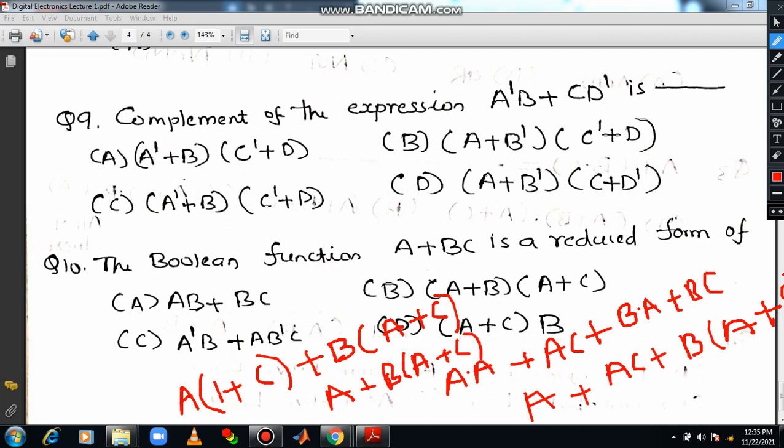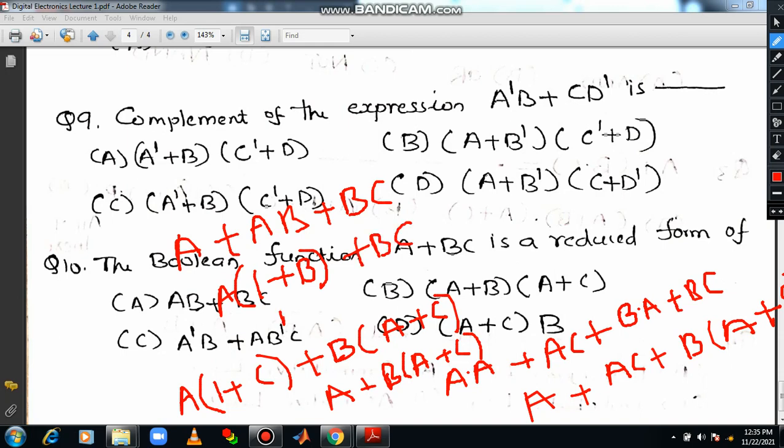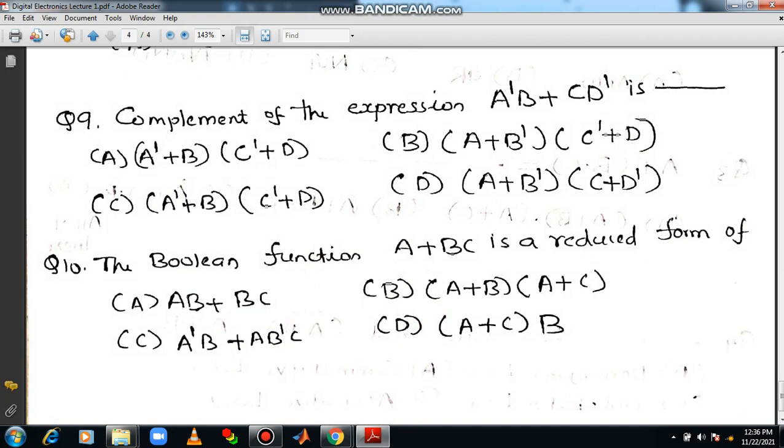If you want to elaborate once again, A plus AB plus BC. Here again I want to take out A as a common factor: A dot 1 plus B, plus BC. So 1 plus B means 1. A plus BC. So A plus BC is the correct answer. Now I am getting back to the question. What is A plus BC? A plus BC is nothing but A plus B into A plus C, of course. Okay, this is the right answer.